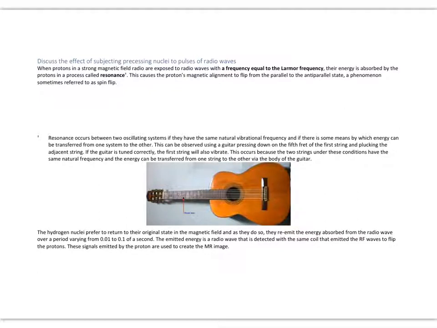Similar systems of oscillation, two oscillating systems, can have resonance. So if you look at the picture there, the guitar string, if you pluck one string, the other string next to it that you haven't plucked starts to vibrate also. They have a natural frequency, and that energy can be passed from one to the other. And so those hydrogen protons also have that effect.